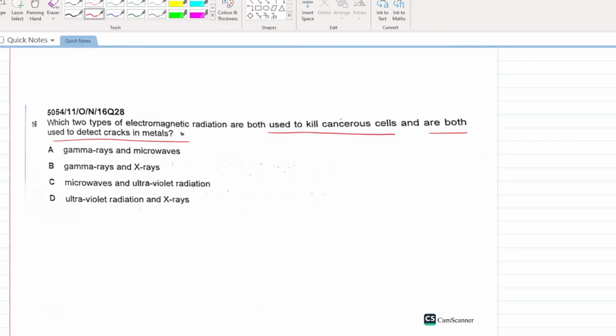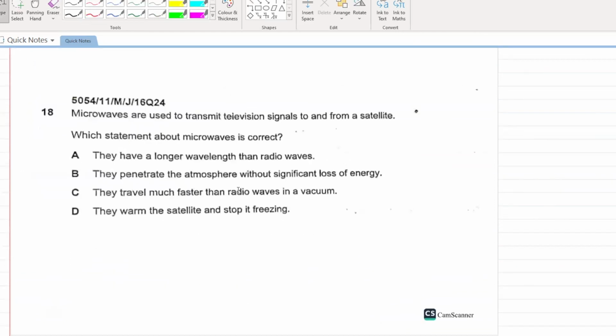Okay. So always remember, cracks in metals can be detected by what? Gamma rays and X rays. And cancerous cells can also be killed by gamma rays and X rays. These gamma rays and X rays have a dual purpose. They are used to kill cancerous cells as well, and they are used to detect cracks in metals as well.